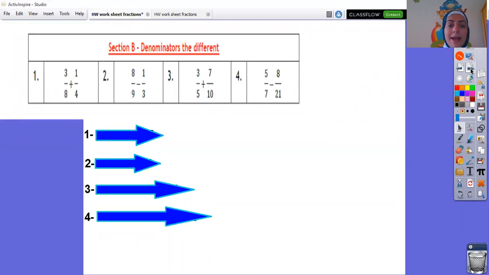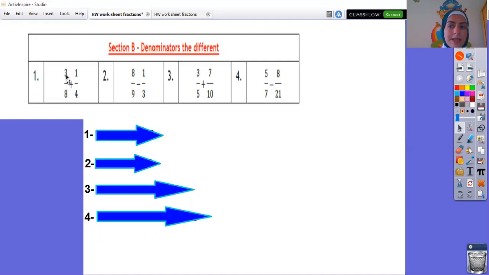Here I'm adding, but with different denominators. You need to make one of the denominators like the other. Sometimes you can, and sometimes you cannot make one like the other, so you find what's common between them, as I explained to you. Here you have 3/8 and 1/4. Can I make the 8 a 4? Yes, I can, but the answer at the top will be a decimal.